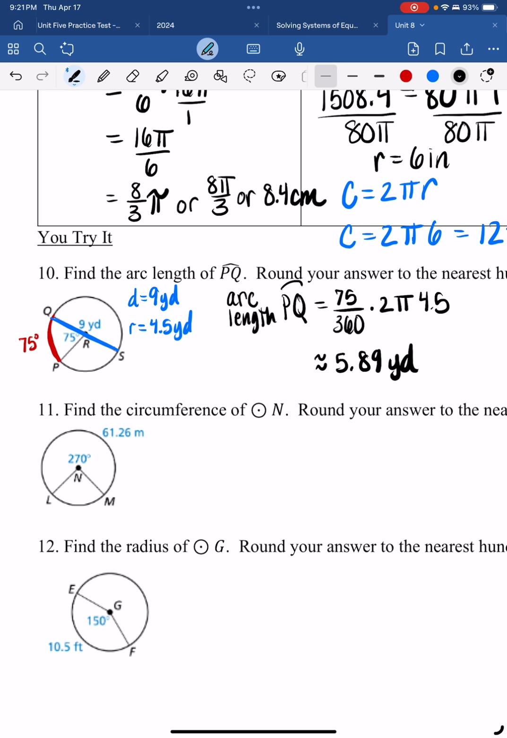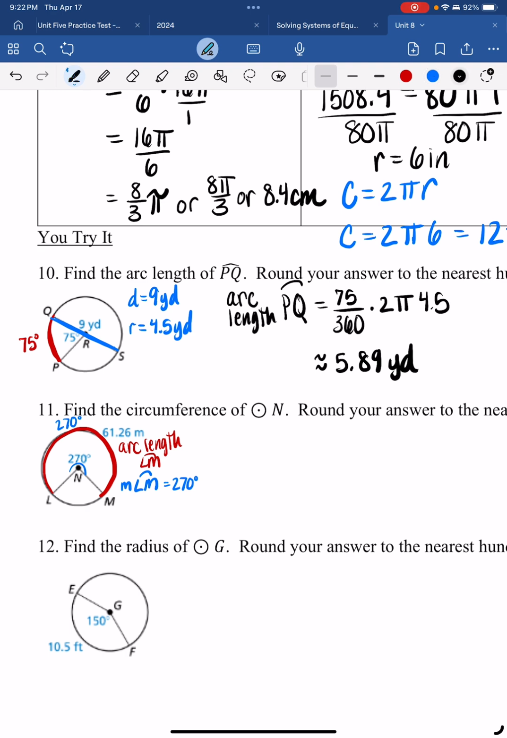In example number 11, we want to find the circumference of circle N. So what do we know? We know this measurement right here, that's our arc length. So we have an arc length. That arc length is for LM. And then we have this 270 degree angle right here. That means we have 270 degrees around the circle. So that measurement of LM, that circular piece, is 270 degrees.